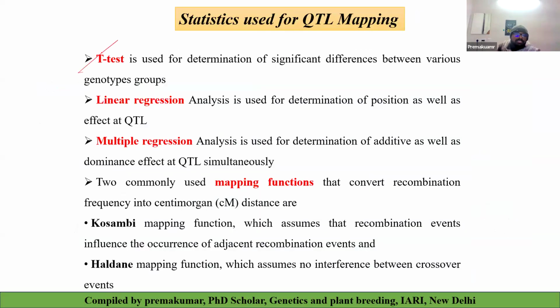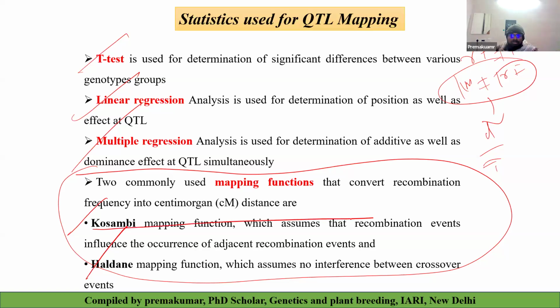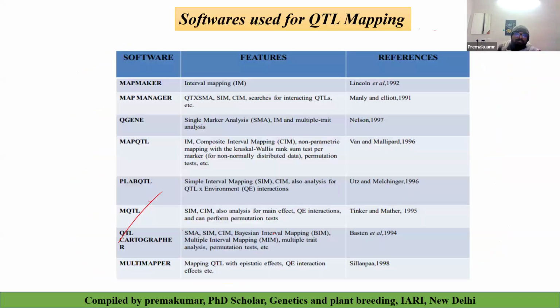Then there are t-test, linear regression, multiple regression, and we should consider mapping functions, because we know that recombination frequency is not equal to 1 centimorgan is not equal to 1% recombination if there are any double crossovers or interference. At that time we have to use a correction factor, Kosambi mapping function or Haldane mapping function. The software will ask which mapping function you want to use. Normally we use the Kosambi mapping function.